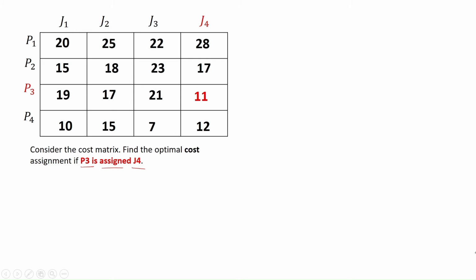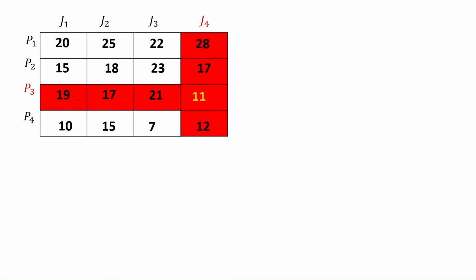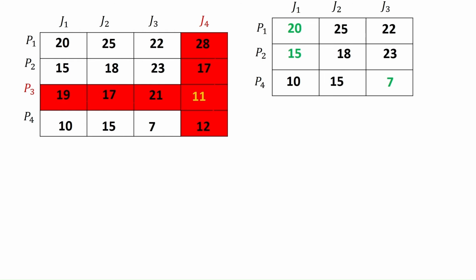So how do we tackle these types of problems? Once we know that P3 has to do job 4, that means it is no longer a part of our algorithm since it has already been pre-decided. So what we do is delete this row and delete this column from the problem that we will solve. After removing this row and this column, this is the sub matrix that we are left with. So how many jobs are we left with? We are left with 3 jobs and 3 people.